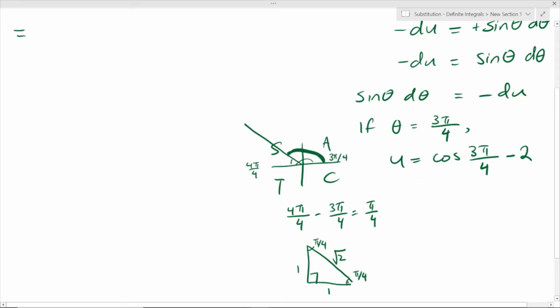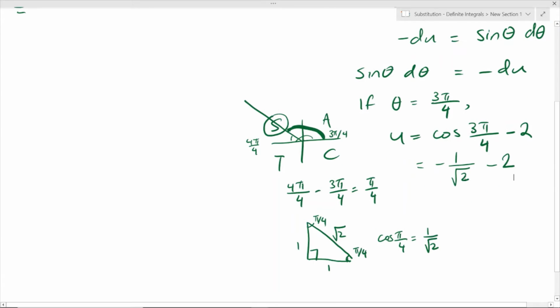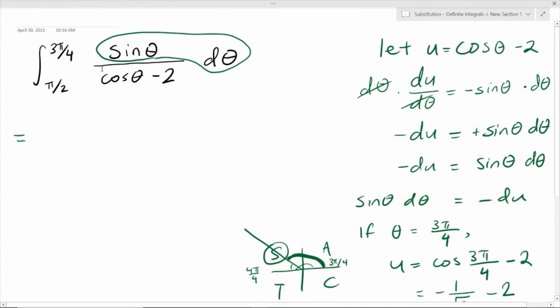So adjacent over hypotenuse in this angle gives 1 over square root 2. So we know that cos pi over 4 is equal to 1 over square root 2, and so we can use pi over 4, right? But then we have to recognize that this is the second quadrant, so all the signs are positive, which means cosine will be negative. So it would be negative 1 over square root 2. So this here would be negative 1 over square root 2, and then minus 2, just like that. So we found our u for this upper bound.